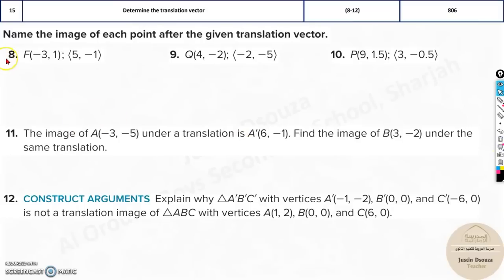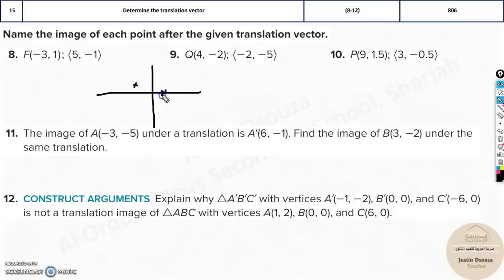Over here, they have told us to find the image of each point after the given translation vector. So now this is the given point: F equals minus 3 comma 1. If this is the x-axis, it will be somewhere over here. This is the point. Now this is the translation vector given: 5 comma minus 3. So where will the translated point be? It is being moved 5 units to the right. So it'll be 1, 2, 3, 4, 5, and then 1 down.